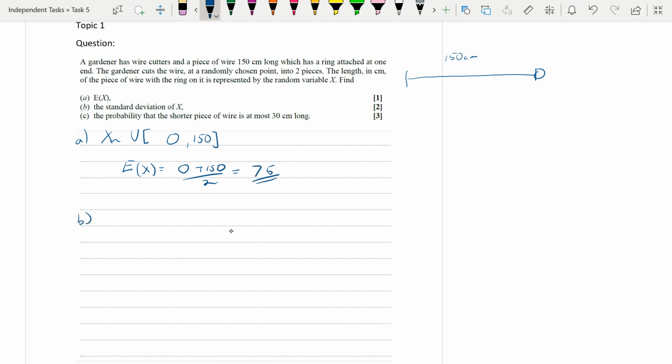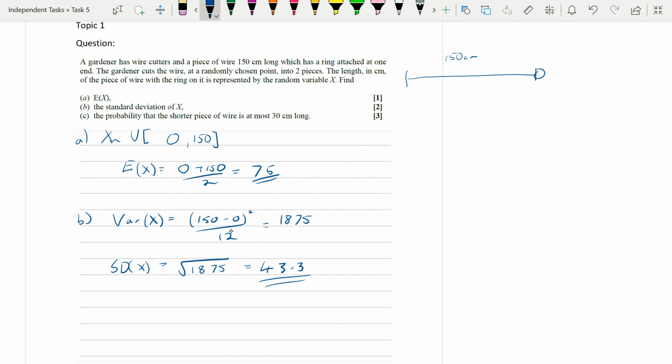For part B, I want the standard deviation. Now to do that, I need to find the variance first. Okay, so the variance is B minus A squared all over 12. Okay, and if I work that out, I get 1,875. And that's my variance. My standard deviation is simply going to be the root of that, which comes out as 43.3. That's my final answer.